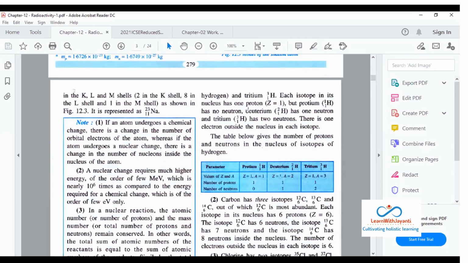So protium has no neutron, deuterium has 1, and tritium has 2 neutrons. Now there is 1 electron outside the nucleus in each isotope. That means what? Their chemical properties are going to remain the same. Okay?